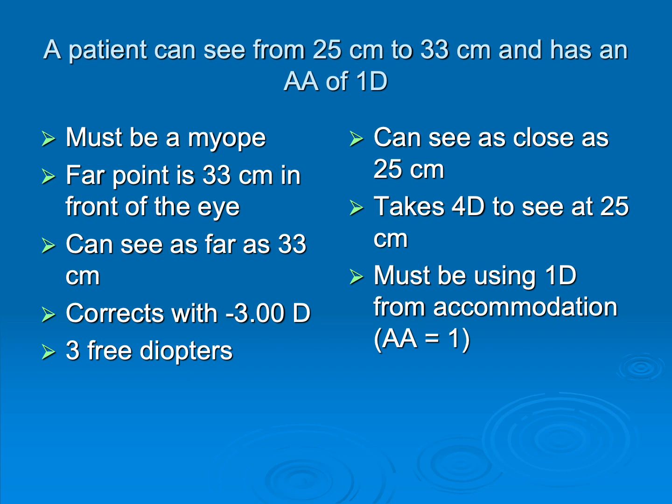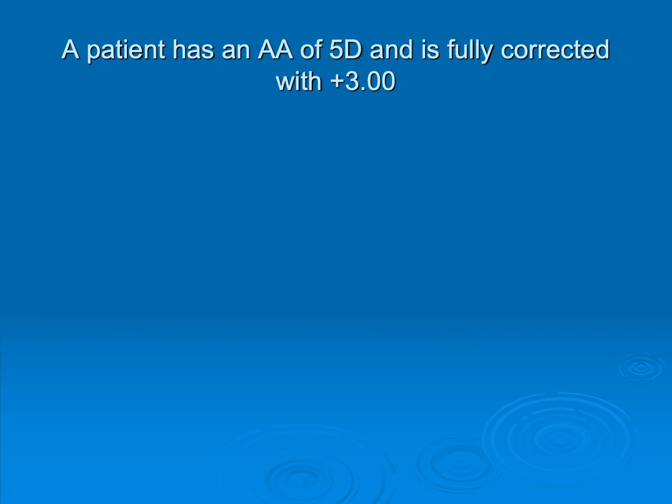Okay. Don't know what else we could ask on that one. We kind of had that one pretty quickly. Here's someone with an amplitude of 5 diopters, and they're fully corrected with +3. Okay. If I'm fully corrected with +3, I'm a hyperope. I'm a +3 hyperope. My far point is 33 centimeters back behind the eye.